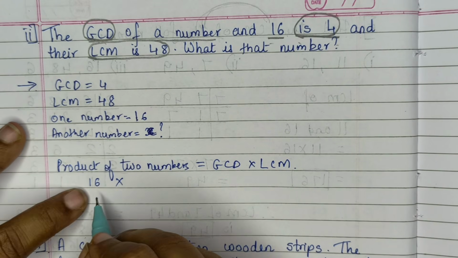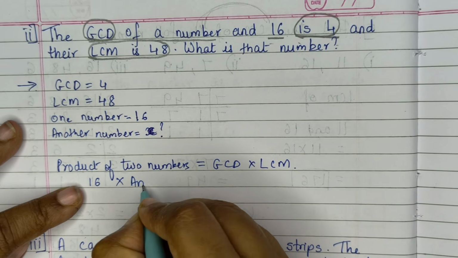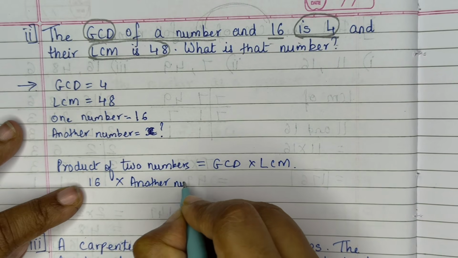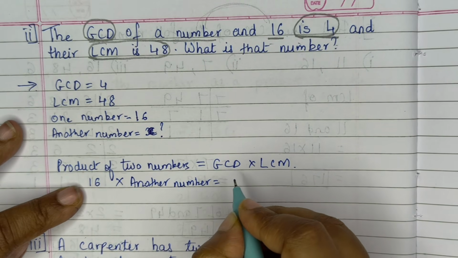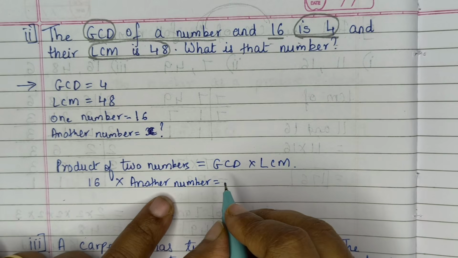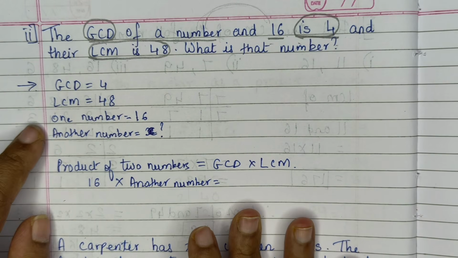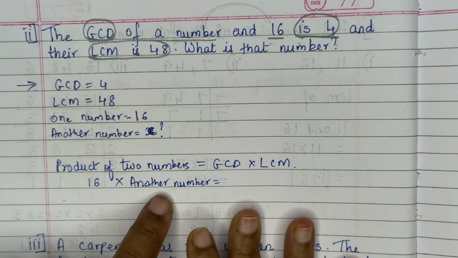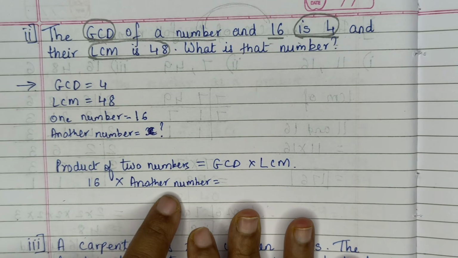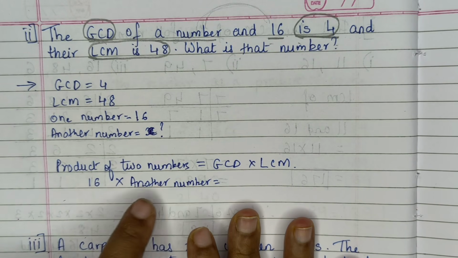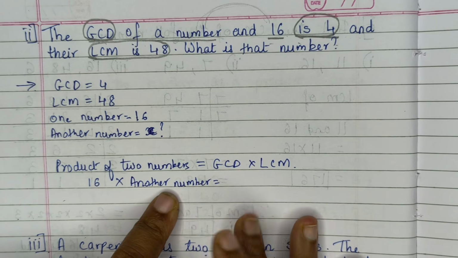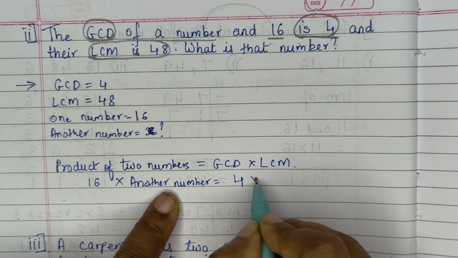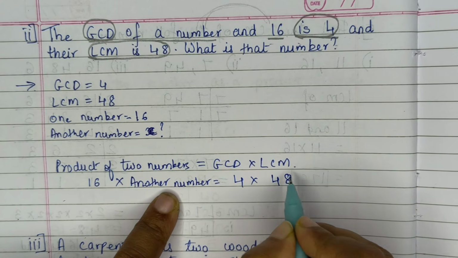Two numbers, one number is given, another number is not given. Just write over there, another number is equal to, another number is not given, or you can also use X. We can also say, let the other number be X. So instead of writing this, you can write 16 multiplied by X. So 16 multiplied by another number X. GCD is 4, LCM is 48.